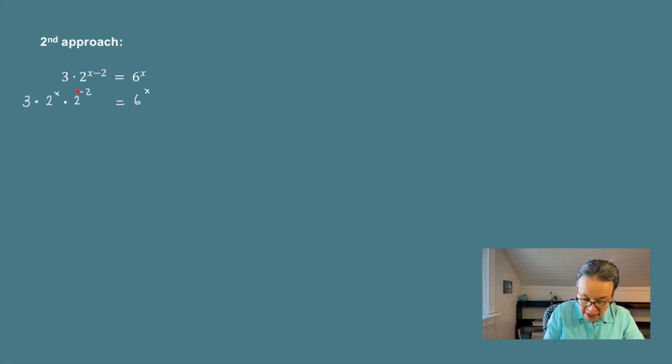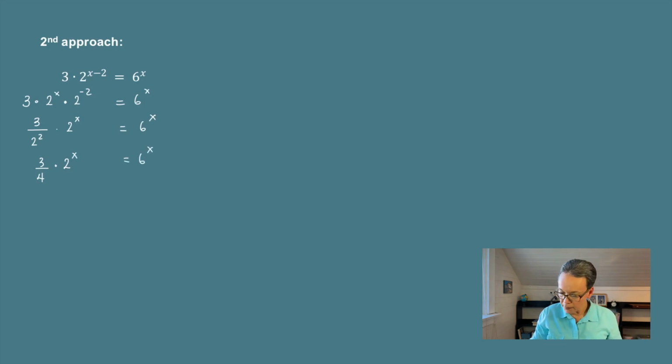Then we're going to take this power here that has a negative exponent and turn it positive. That means that we're going to have 3 over 2 squared. I'm going to move the power together with 3 times 2 to the x equals 6 to the x. And now we're going to have 3 over 4 times 2 to the x equals 6 to the x. Now what we are going to do is take this power right here, and we're going to divide both sides of the equation by 2 to the x.